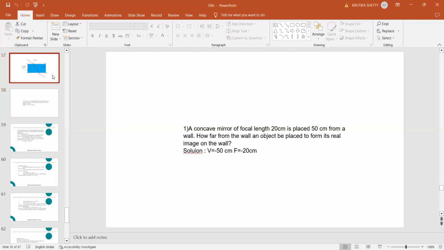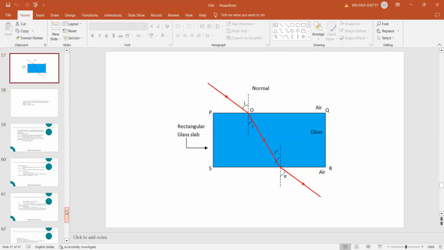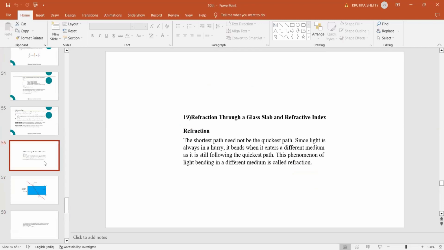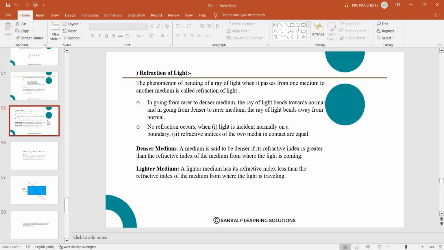So I think in the last class we started with refraction of light. So refraction of light we have discussed the definition. So refraction is nothing but what? The bending of light when it is traveling from one medium to other medium is called as what? Refraction of light.